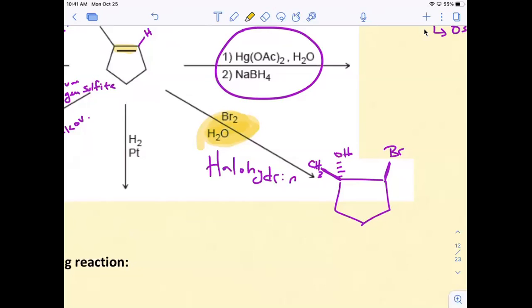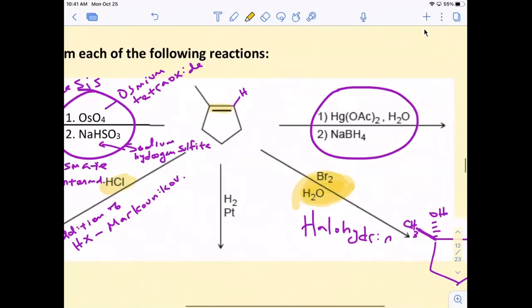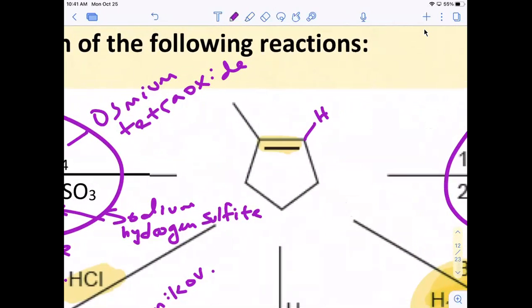I have a question. Go ahead. Where did the stage 3 come from? Right here. Oh, okay, okay.